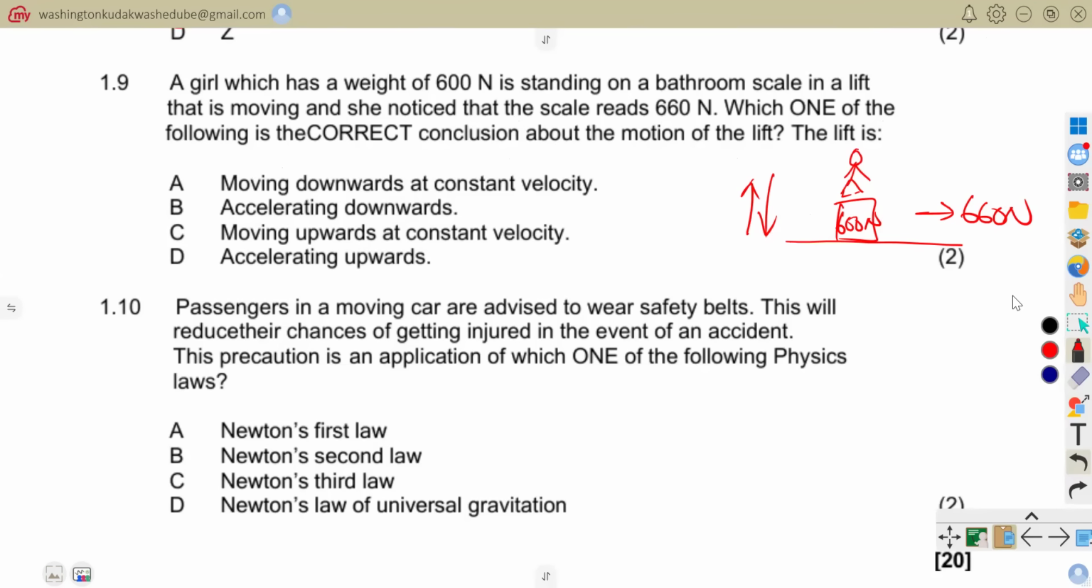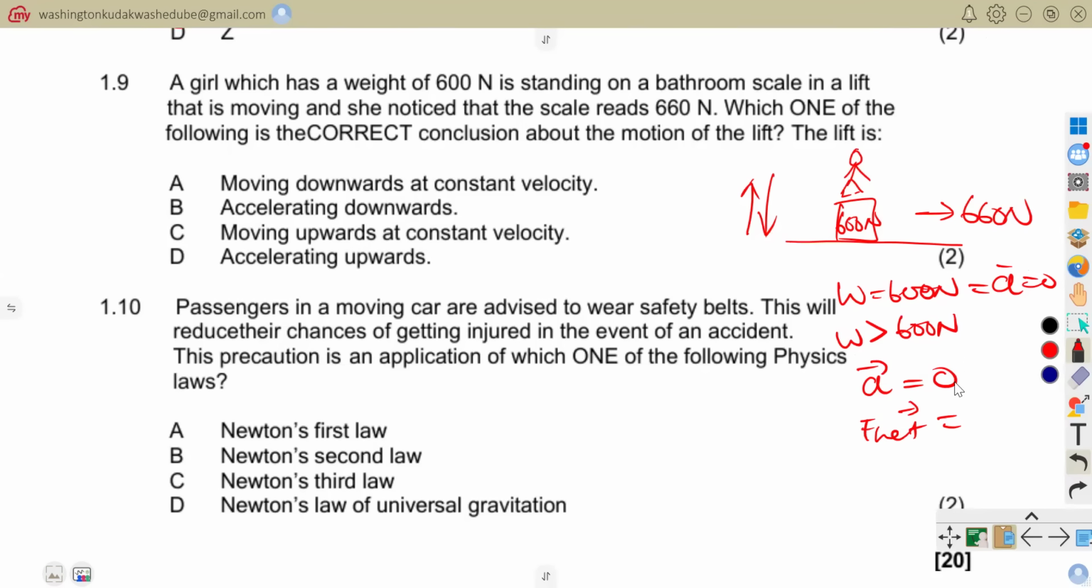What is happening? We know that when the weight of our girl is equal to 600 newtons, there is no movement, so acceleration is equal to 0. When now the weight is greater than 600 newtons, there is now acceleration because there is a net force there.